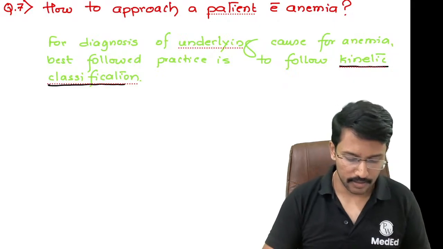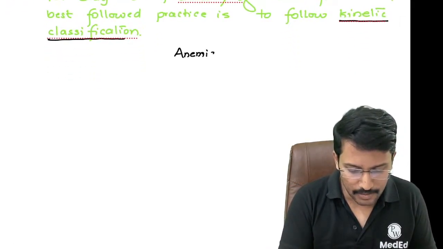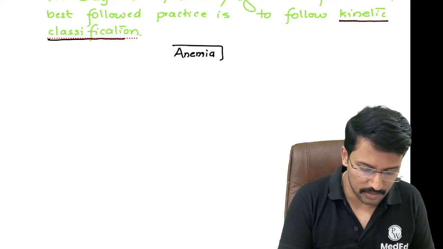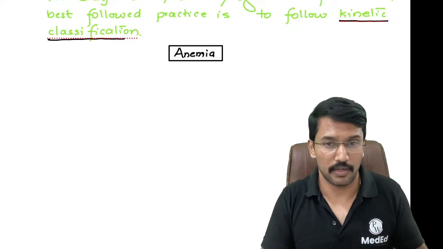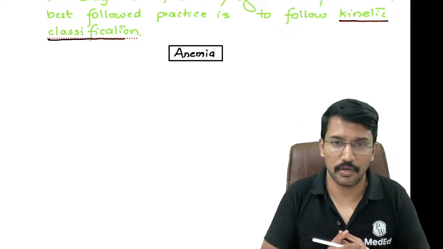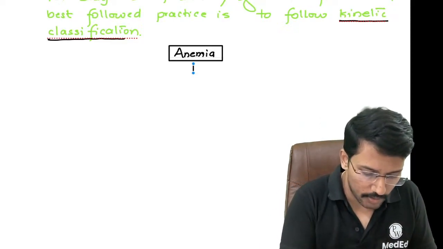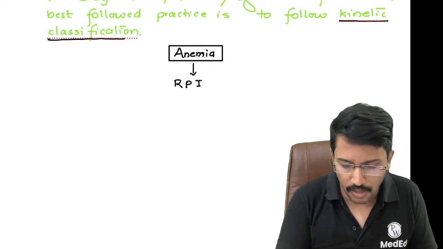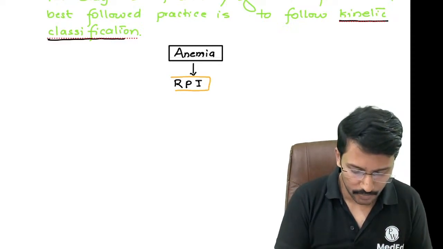So what do we do in the kinetic classification? Whenever you have a patient with anemia, obviously I would have done the CBC. I know that hemoglobin is less than 13 in a male to call it anemia, or 12 in a non-pregnant female, or 11 in a pregnant female. Then only I will be calling it anemia. Once I have established the laboratory diagnosis of anemia, the first thing I would like to do is calculate something called the reticulocyte production index, or RPI.